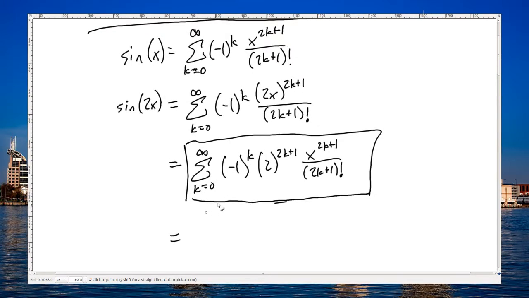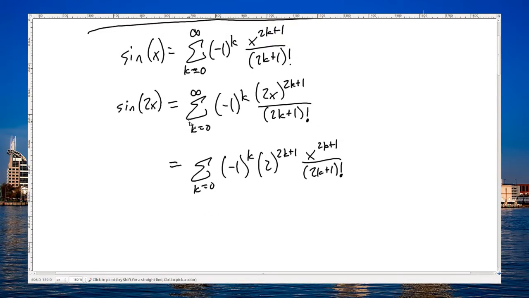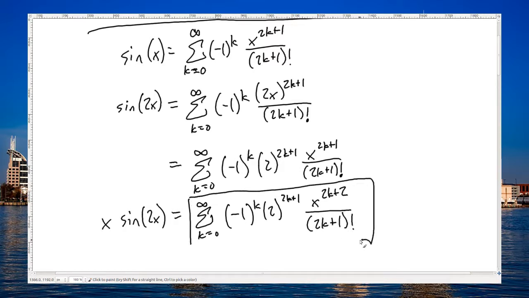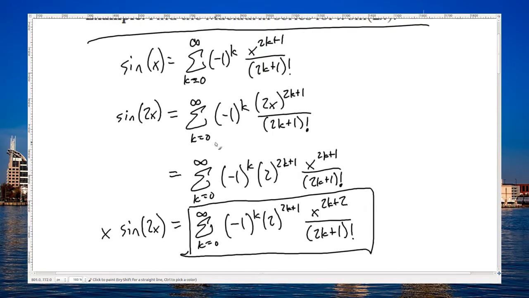Oh, I don't need that yet because that's not my final answer, is it? That's only sine of 2x. Now I need x sine of 2x. But all that says is, look, we're just multiplying by an x, which means all I need to do is add another x up here. So there's going to be x to the 2k plus 2 over 2k plus 1 factorial. All right, and there's my series.